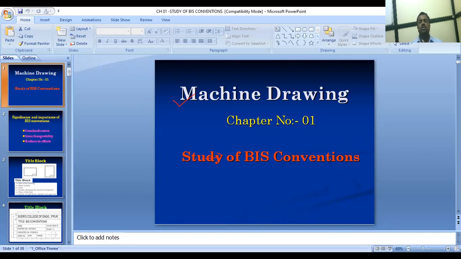There are two types of methods: first angle method and third angle method. Out of that, which method they have used for this drawing. Also, we get such type of information from this title block, or we can say the nameplate. For this purpose, it is necessary to draw the title block on the drawings. Now see which points are required in that title block.